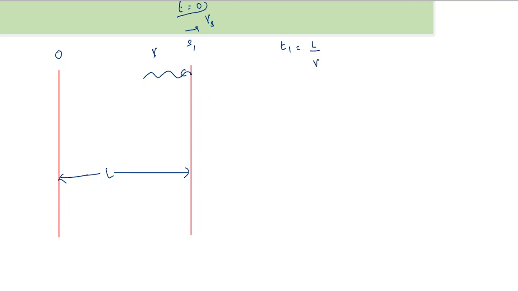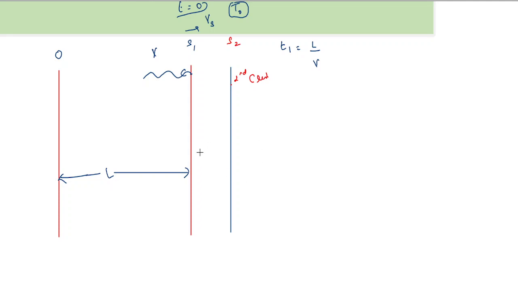Now from time t is 0, let us take a time called t0. The t0 is the time period of the wave, which is the time taken for the next crest to be released. In the meantime, the source would have gone from S1 to some position, let's call it S2. The source has gone from point S1 to point S2, and here it would emit a second crest.